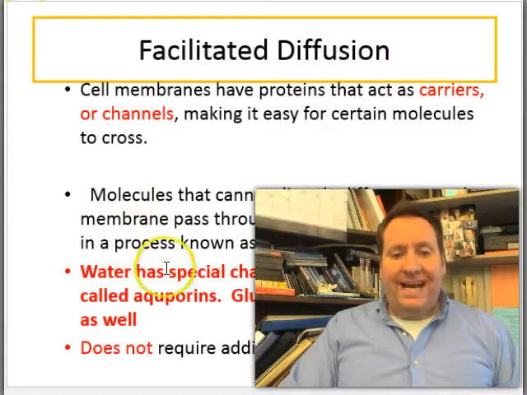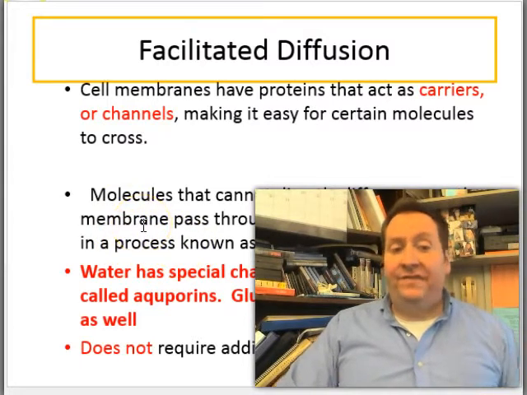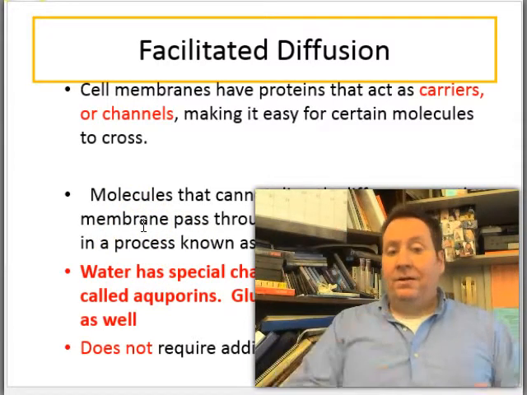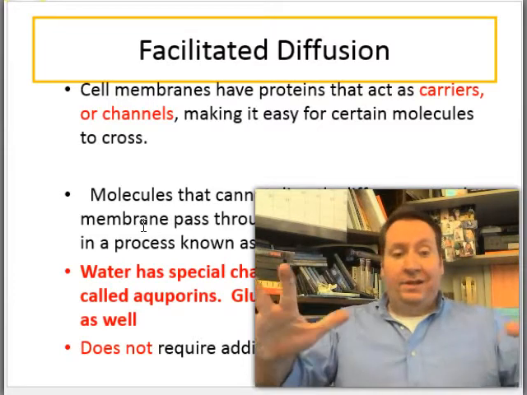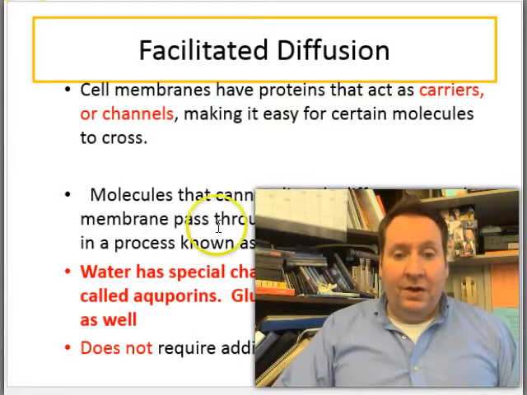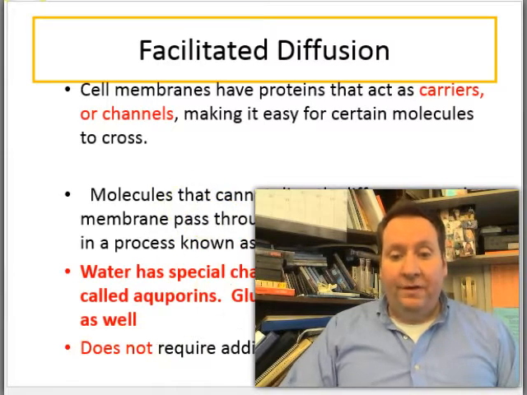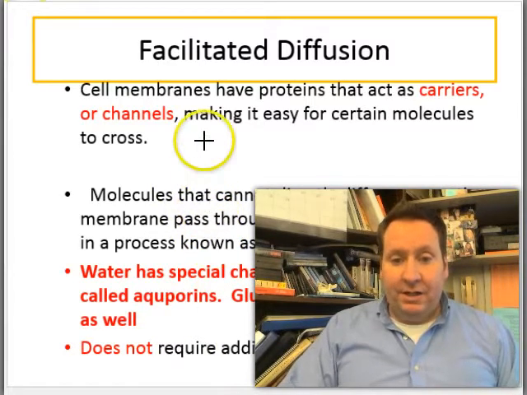Other molecules have to do something. They have to go through facilitated diffusion. It's still diffusion, okay, don't get mad at me. Oh, Mr. Plazik, what is facilitated diffusion? Well, with facilitated diffusion, we're still moving from a high to low concentration. Okay, we're still moving from a high to low concentration.